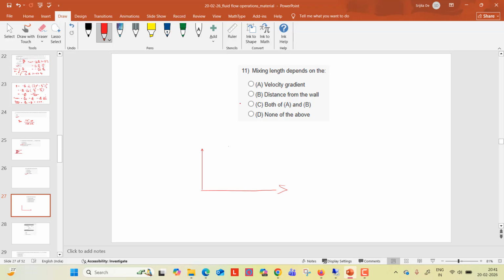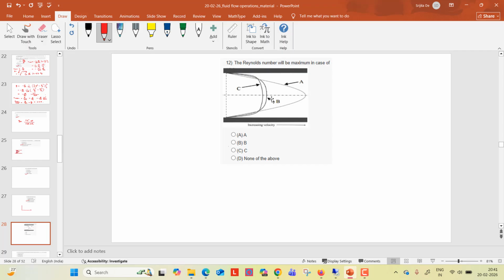Next, the Reynolds number will be maximum in the case of A, B, and C. So you know already that this is the laminar profile. C is the turbulent profile and B is in between them. So obviously the Reynolds number will be maximum in case of C.